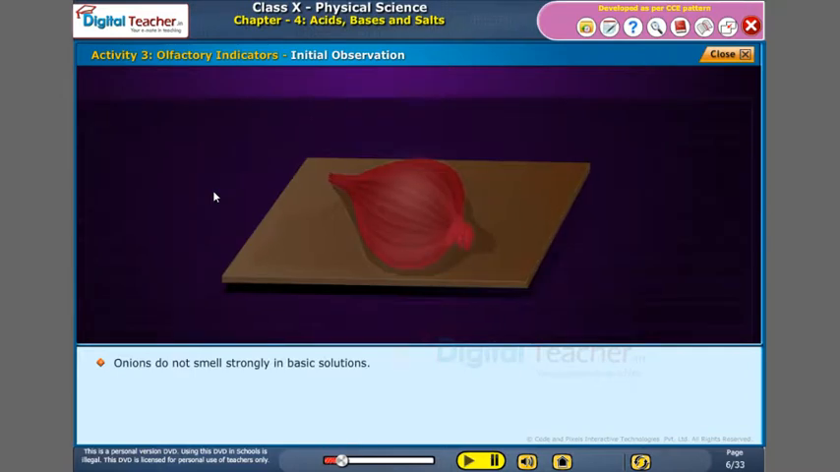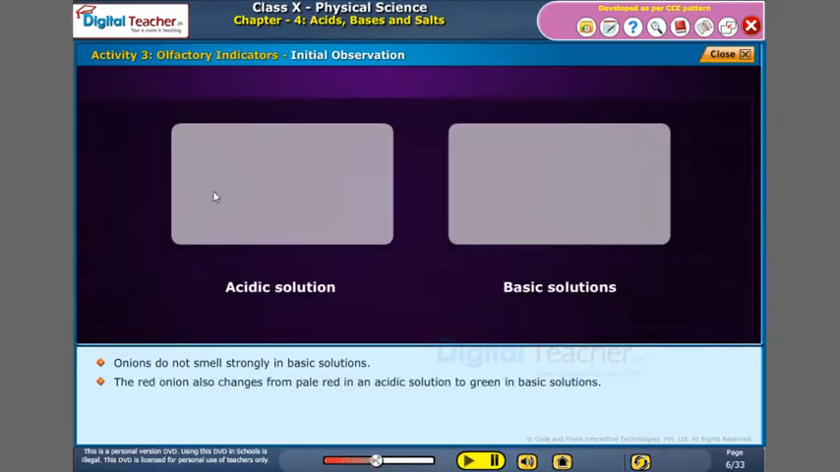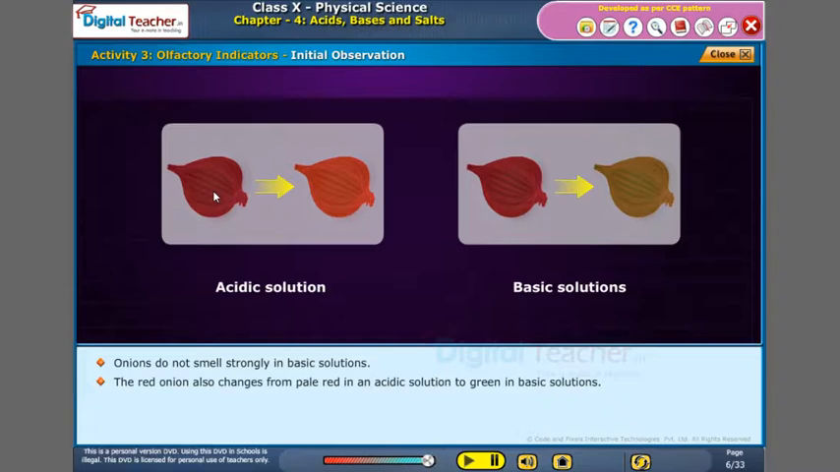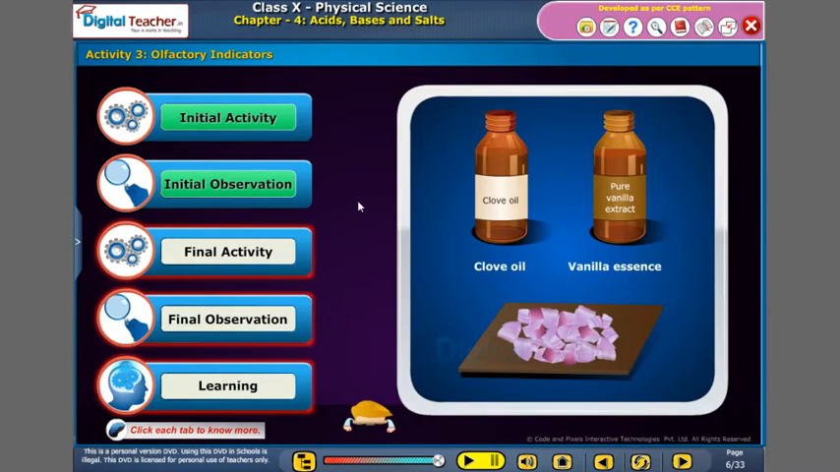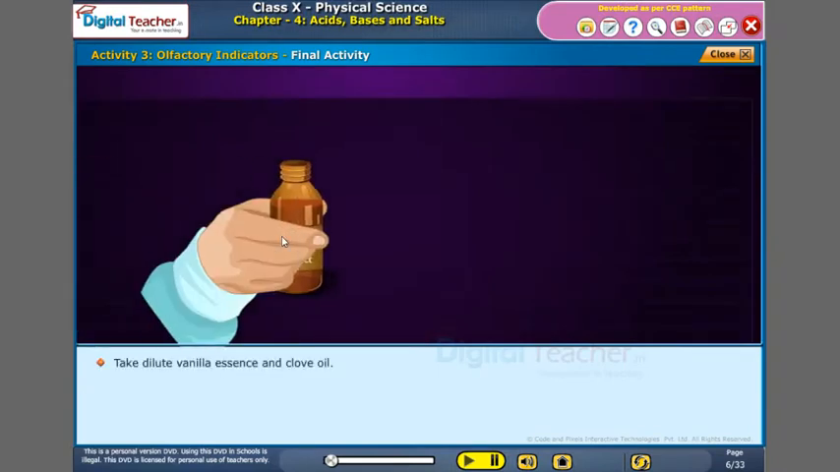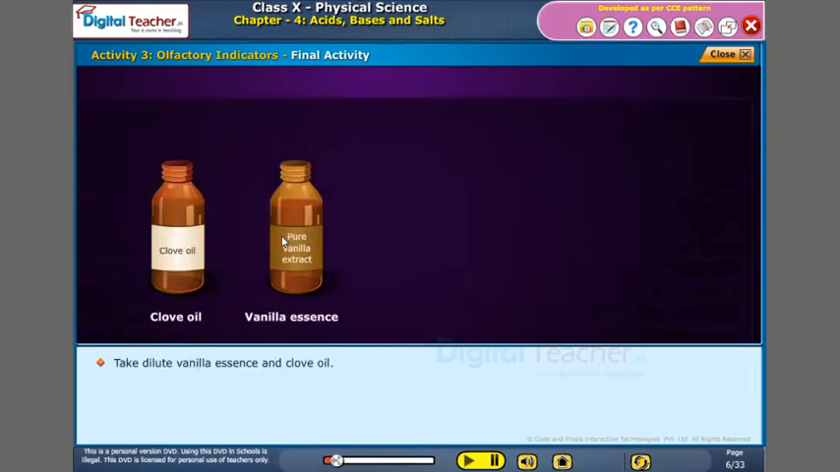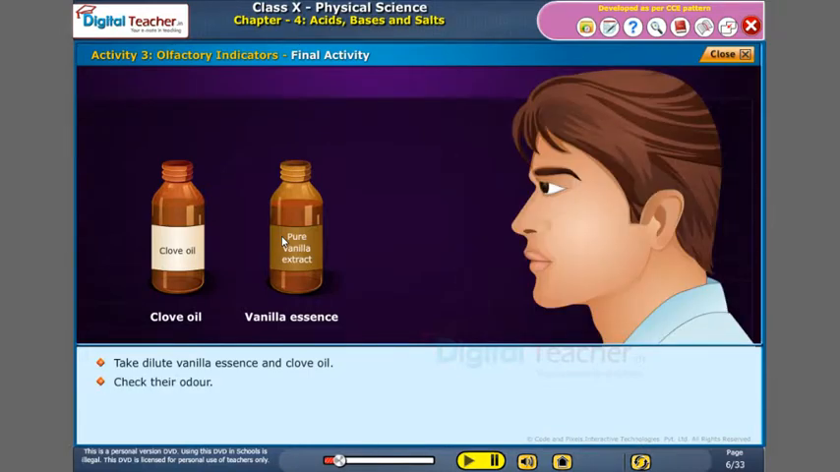Onions do not smell strongly in basic solutions. The red onion also changes from pale red in an acidic solution to green in basic solutions. Take dilute vanilla essence and clove oil. Check their odor.